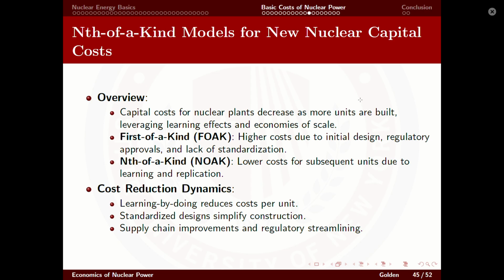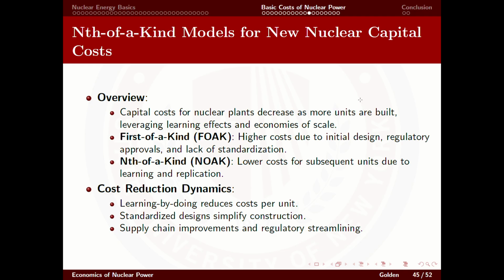First of a kind models acknowledge that there's higher cost due to initial design, regulatory approvals, and lack of standardization. And then you move to NOAK, or nth of a kind. We have lower cost for subsequent units due to learning and replication. And so you have cost reduction dynamics where you learn by doing, which reduces the cost per unit and allows you to build these things more cheaply.